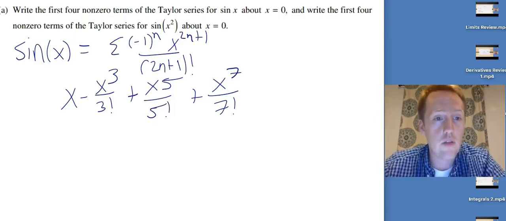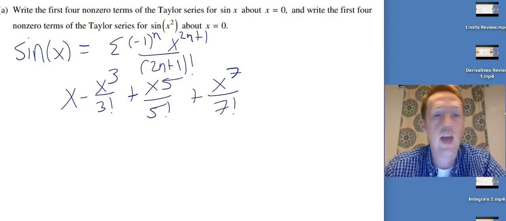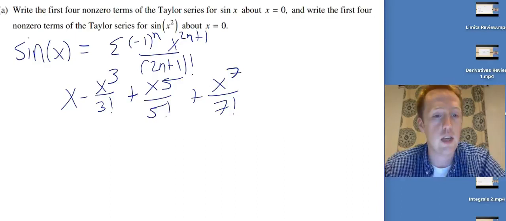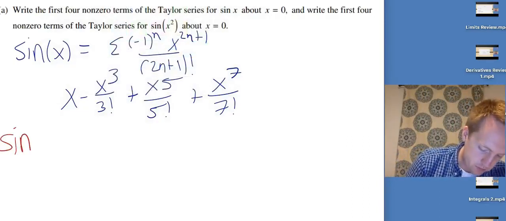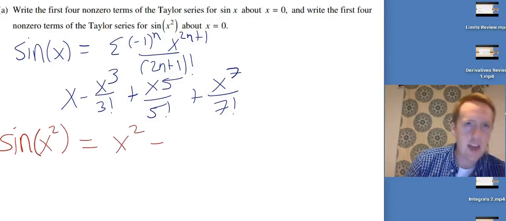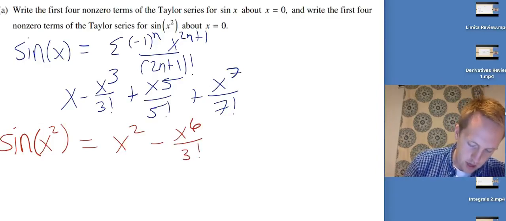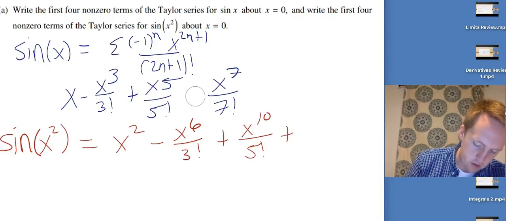Now I'm going to use those to write the first 4 non-zero terms of the Taylor series for sine of x squared. That means every time I see an x, I'm going to put x squared instead. It's just a function composition idea. So sine of x squared is equal to x squared minus x squared cubed, which is x to the 6th, x squared to the 5th is x to the 10th, x squared to the 7th is x to the 14th. Oh, that should have been minus.